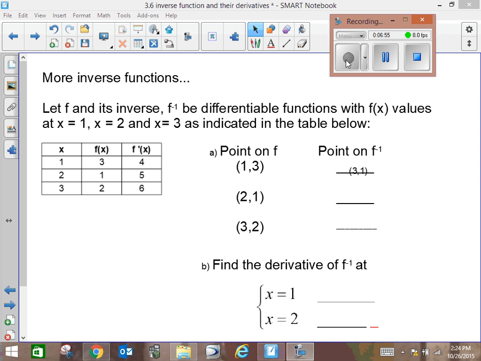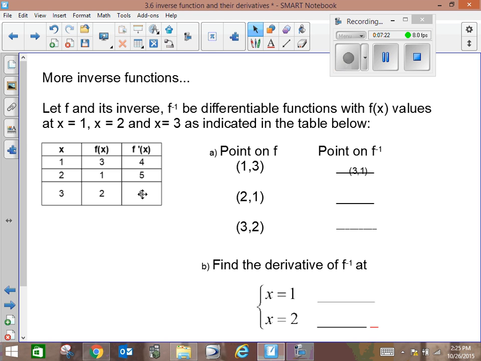Okay. All right. So this is kind of where we should have started, as far as getting you ready to just remember what inverses are. So here we go. We've got f and its inverse, both differentiable functions, and we have to assume f of x values at x equals 1, 2, 3, and here's your f prime of x at 1, 2, 3.